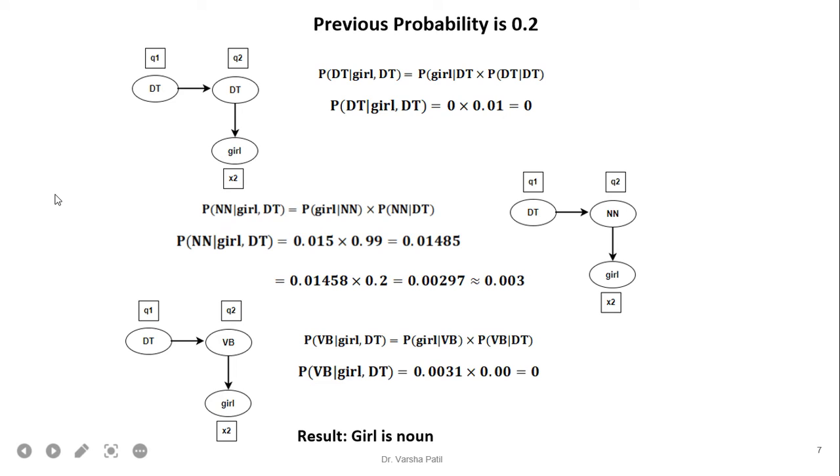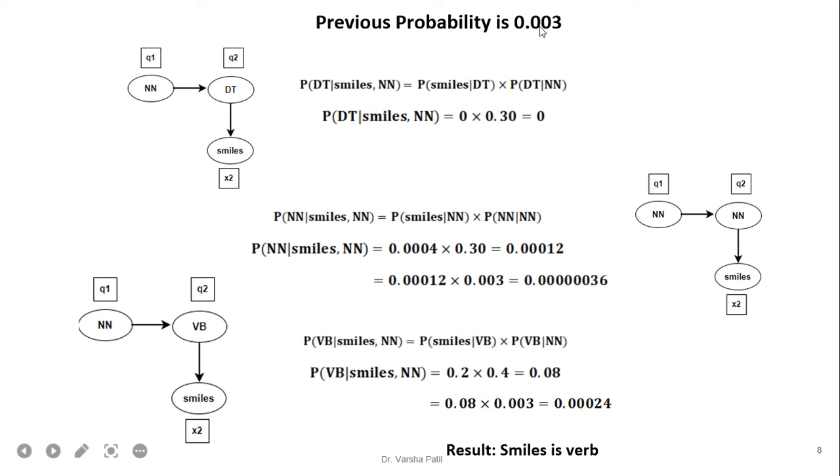Again for smile we consider all three tags and we carry our previous probability, which is 0.003. Now smile as a determiner, smile as a noun and smile as a verb, and we multiply with the previous probability. Smile as a determiner is 0, so the answer is 0. But smile as a noun has a very low probability, a very small number. And smile as a verb we are getting 0.08, we multiply with the previous probability and we get 0.0024. So this number is greater than the other, and that's why the result is that smile is a verb.